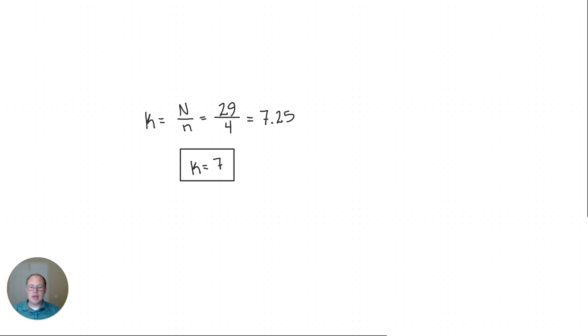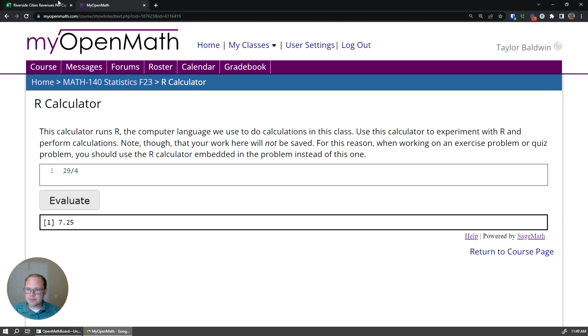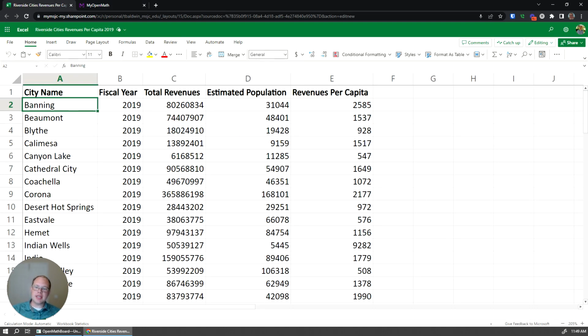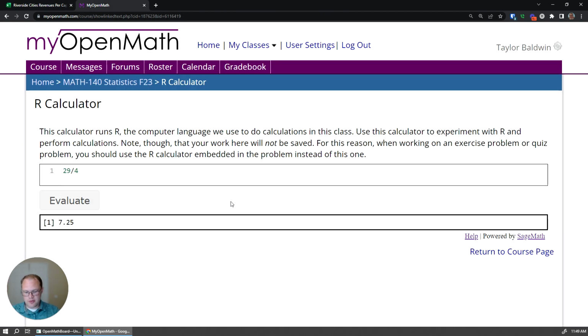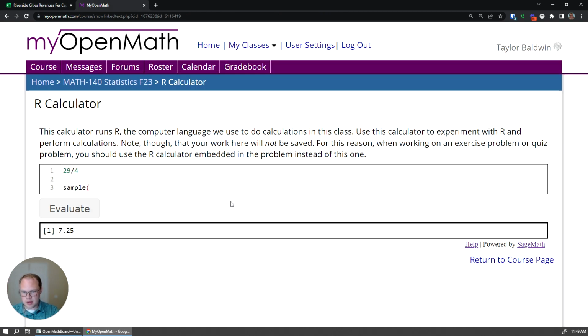Okay? Now, once we have our sampling interval, we need to decide where we're starting. Okay? Remember, we're going to start with one of the first 7 cities, since our sampling interval is 7. Okay, so what does that mean here? Well, our first city is not on row 1, it's on row 2. So if I use that sample function to choose one of my first 7 cities, I want to choose starting on row 2. Okay? And then I want to choose one of the first 7.